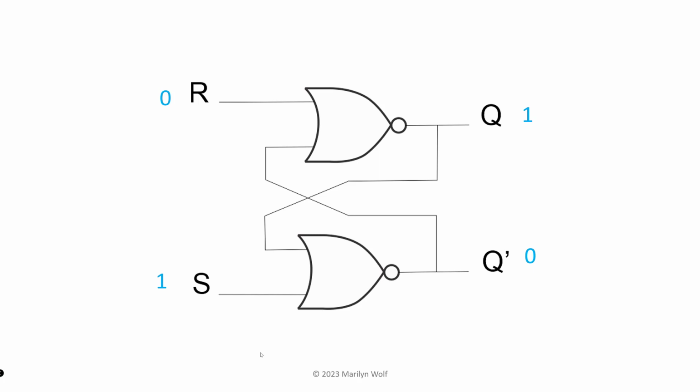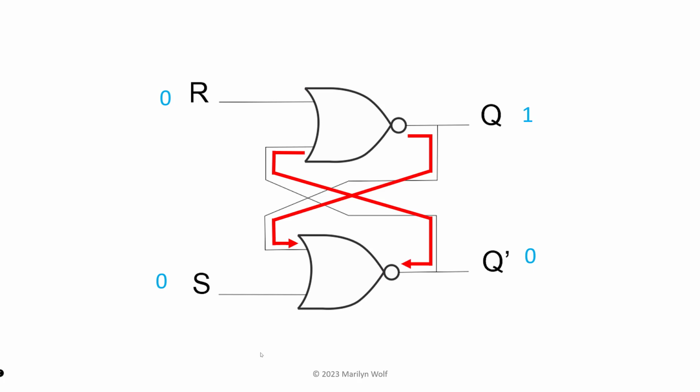We build the SR latch out of cross-coupled logic gates, in this case NOR gates, but we can also use NAND gates. If we want to store a 1 in the latch, we first set S, the set input, to 1. And then the Q output becomes 1, and the Q prime output becomes 0.